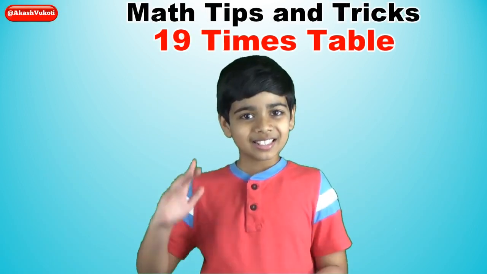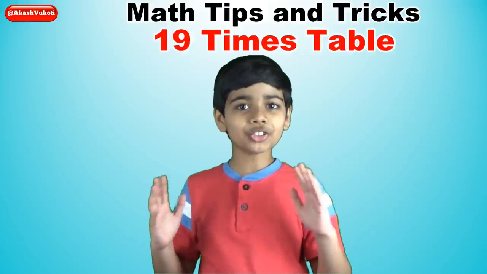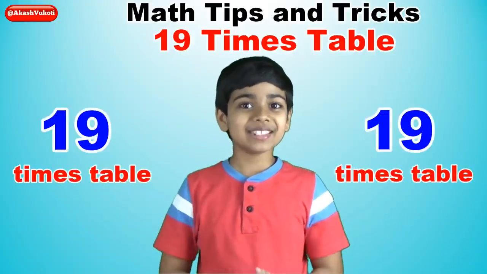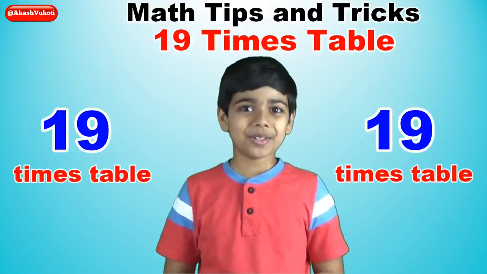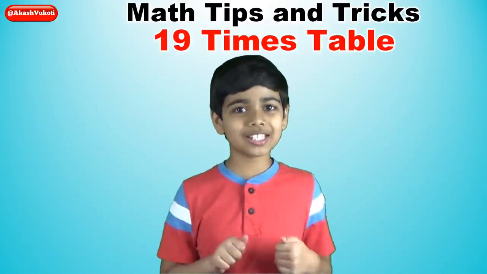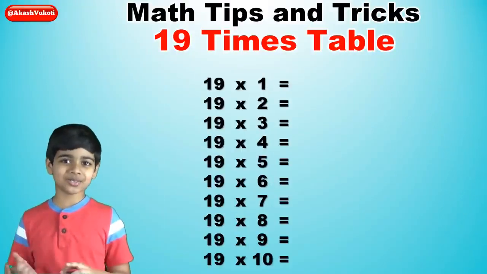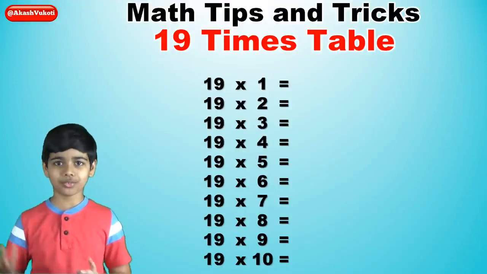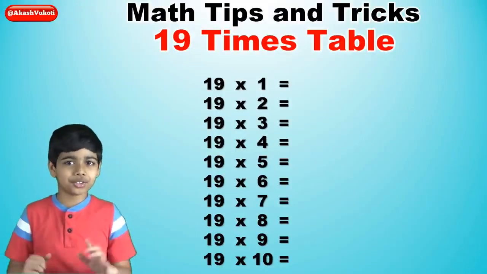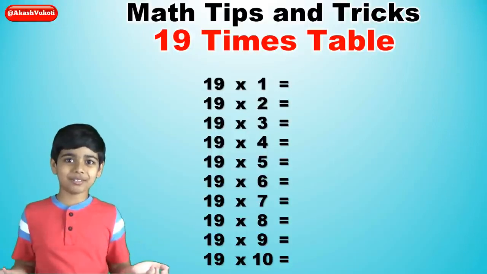So today, in the Math Tips and Tricks series, we're going to be learning the trick for the 19 times table. Yep, the 19 times table. There's actually a really neat trick for learning this one, so today we'll be going over it. Let's start by writing 19 times 1, 19 times 2, and so on and so forth, as written here in a column like this. You don't actually have to do it. I'm just writing it here for the sake of illustration.